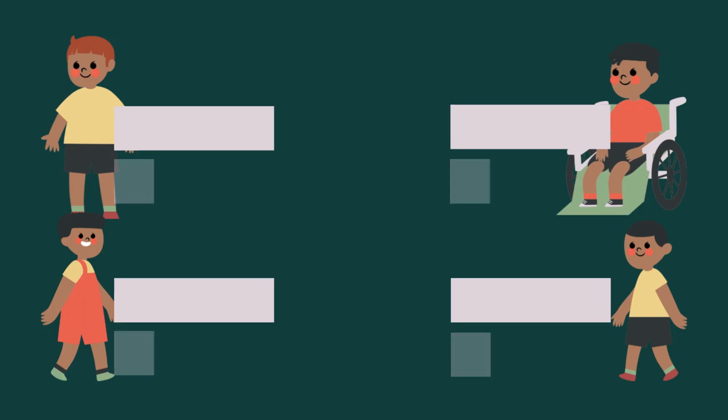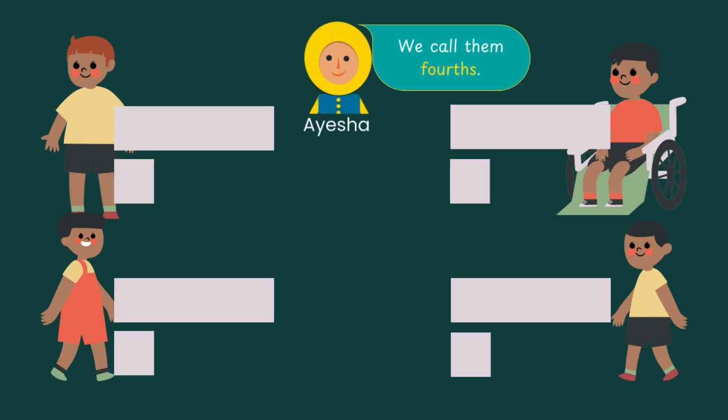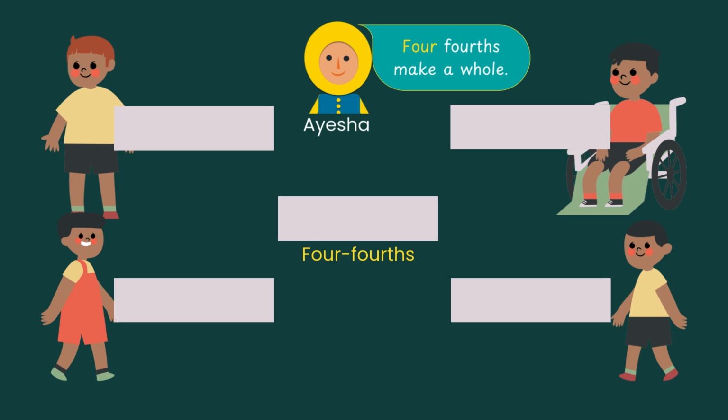What do we call these parts? Any guesses? Yes, Aisha. We call them fourths or quarters. When something is divided into 4 equal parts, each part is a fourth or a quarter. So, how much does each friend get? Exactly. Each friend gets 1 and 1/4 of a chocolate bar. Can someone tell me how many fourths make a whole? That's right. 4 fourths make a whole.